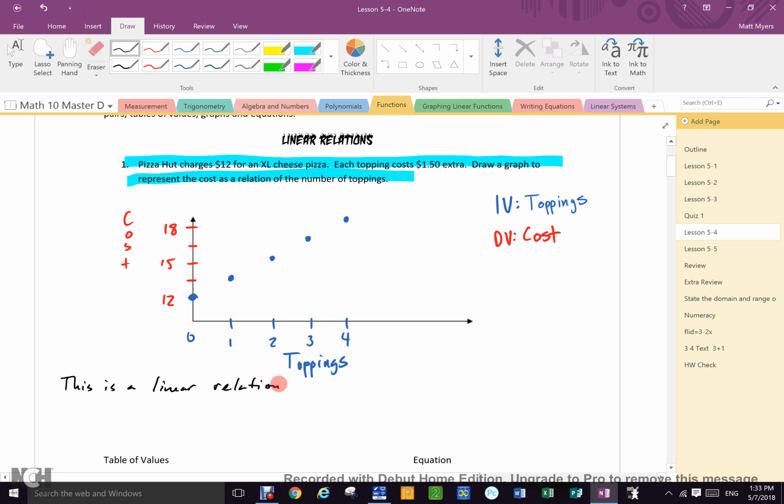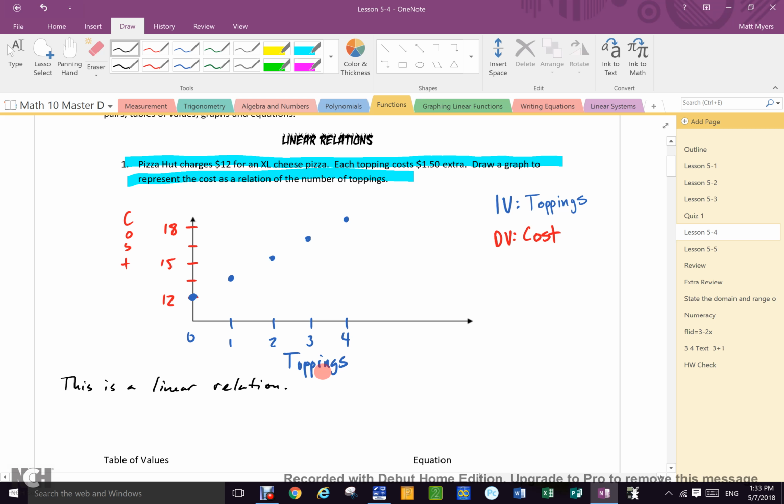Is it also a linear function? Yes, because for every input I get a new output. All right. How do I know it's a linear relation? If there was a line, it would be straight. Okay? I don't have a line here.